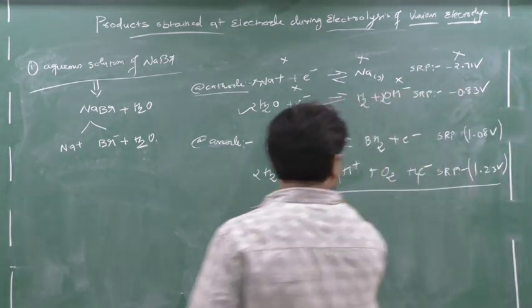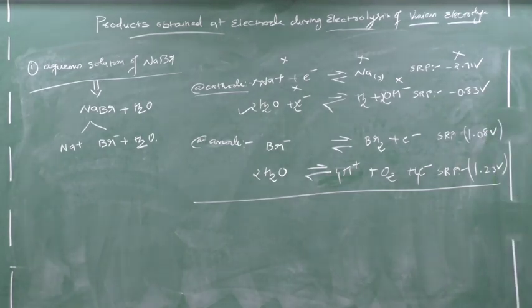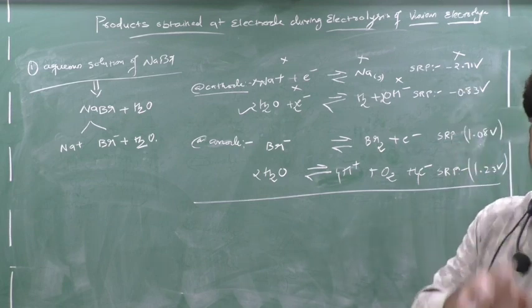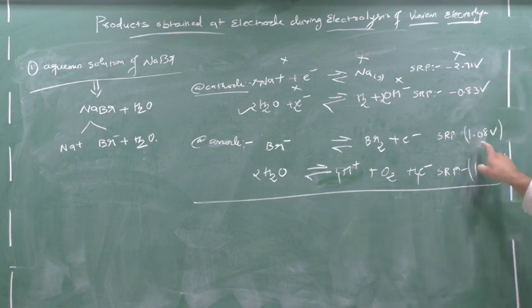Now you know the one whose value is less occurs at anode. So whose value is less? You can see this value is less, 1.08. So the lesser value of SRP occurs at anode. So at anode, who will win the race? Whose SRP value is less? Br minus value is less as compared to water.